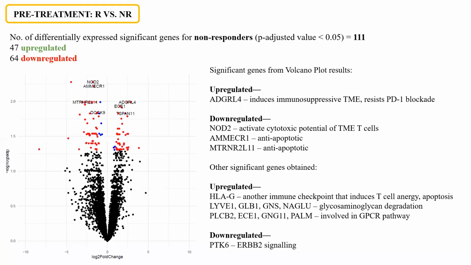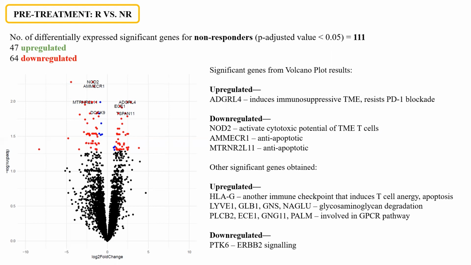Now I will be discussing the results that I obtained for each of my four groups of analysis. So the first, which is the main purpose in the study, that is to help in predicting a biomarker of non-responding patients before the administration of treatment, I compared between responders and non-responders in pre-treatment conditions. And after having done so, the number of differentially expressed significant genes that I obtained for the non-responders group that was statistically significant because they had a p-adjusted value of less than 0.05 was equal to 111 genes, out of which 47 were upregulated and 64 were downregulated.